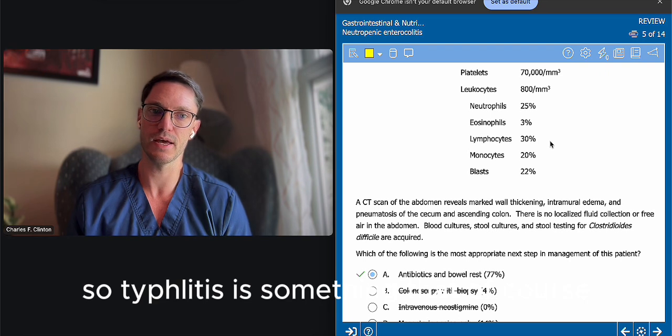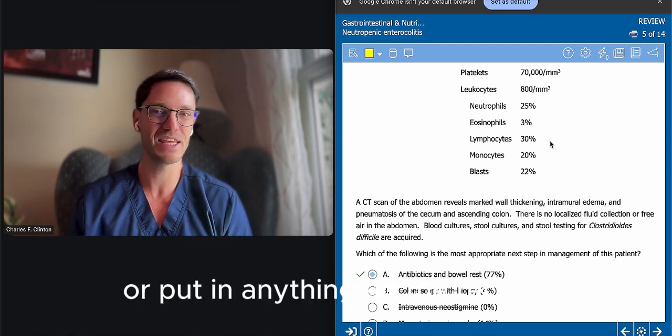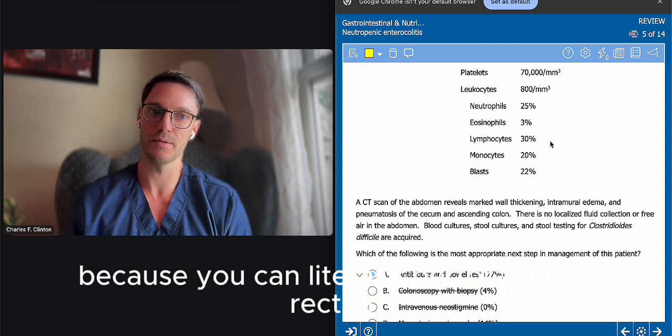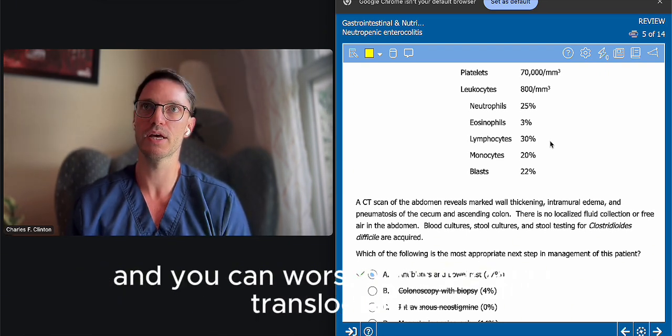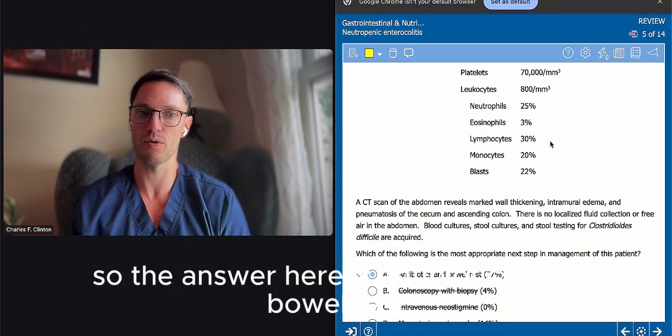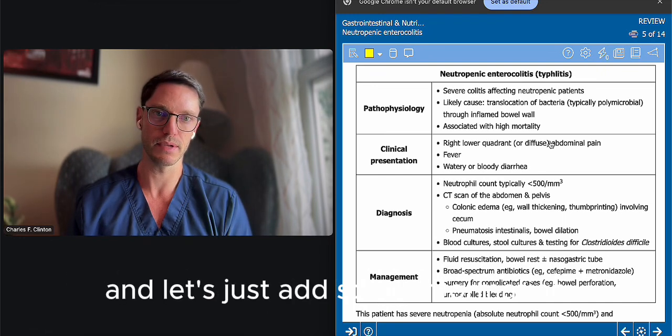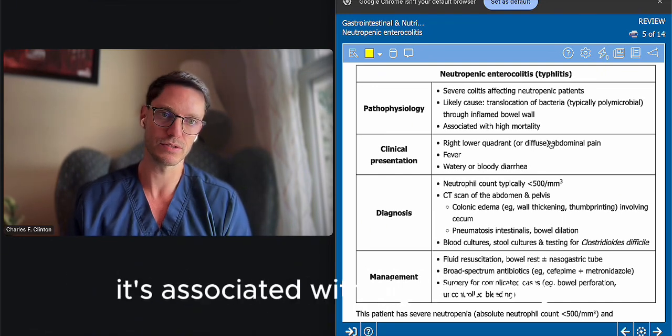So typhlitis is something that, of course, you have to treat with antibiotics. Don't dare to do a digital rectal examination or put in anything up the rectum, because you can literally perforate the rectum and you can worsen the bacterial translocation in this patient. So the answer here is antibiotics and bowel rest. That's what you want to do. And here you have some more information on the typhlitis. So let's just add some information we might be missing. Yes, it's associated with high mortality.